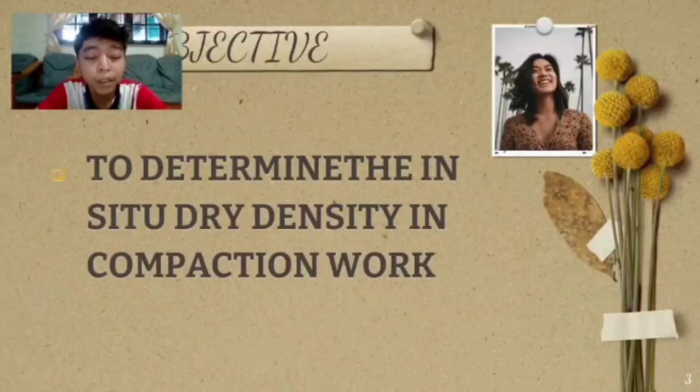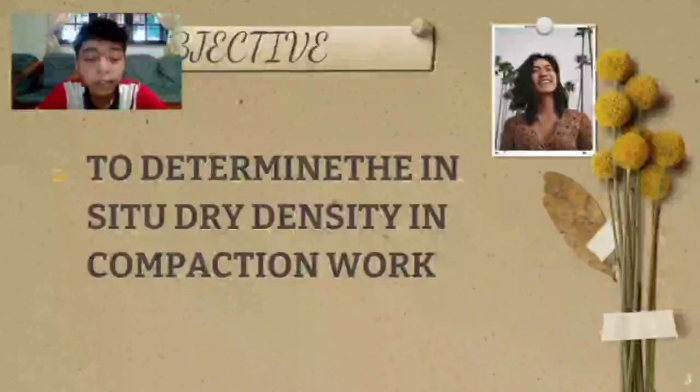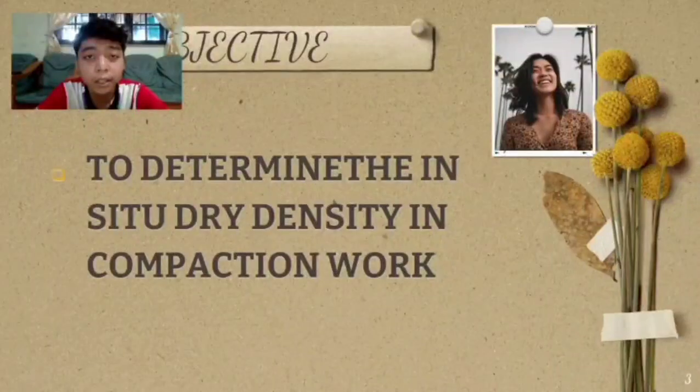Determination of field density using the sand replacement method involves three steps. The first step involves calibration of sand pouring cylinder. The soil density is measured in the second step, and the water content and dry density is measured in the third step. So that is all for the objective. Now I'm going to pass the slide to our next presenter, which is Muhammad Najib.